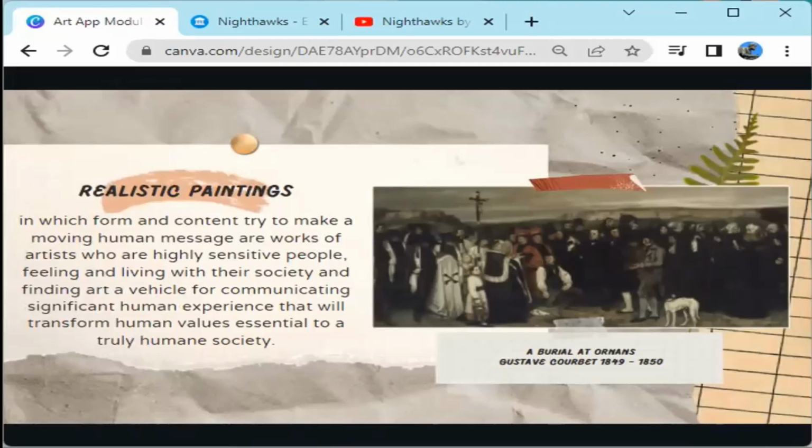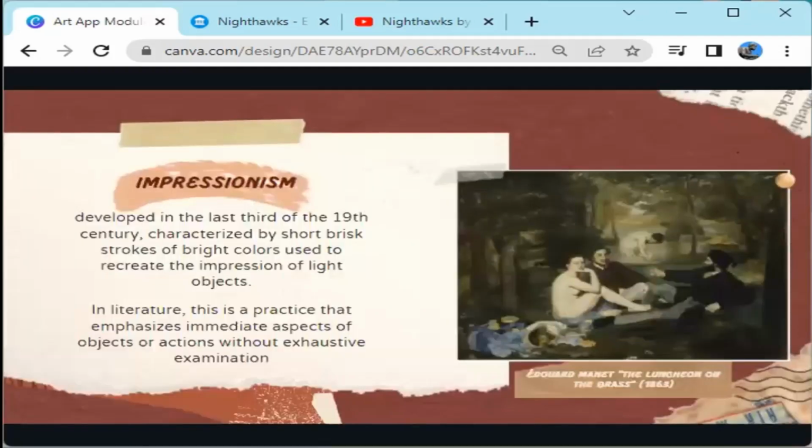So most realistic paintings, the artist would like to try to capture what is really happening in that specific epoch, or time. So gaya na lang yung another artwork ni Gustave Courbet, yung A Burial at Ornans, 1849 to 1850. Now, another is Impressionism. And Impressionism developed in the last third of the 19th century, characterized by short strokes of bright colors, used to recreate the impression of light objects.